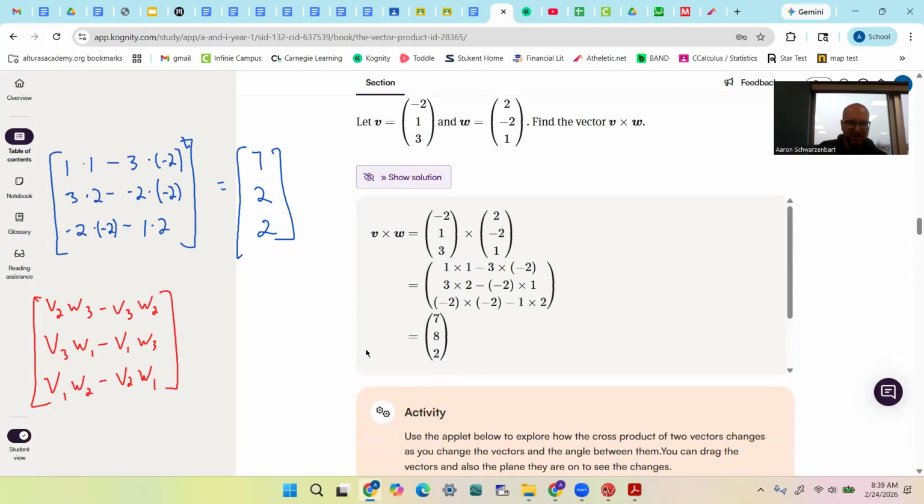I screwed up a negative sign? No, I screwed up. V1 is -2. Oh, W3. I screwed up plugging them in.